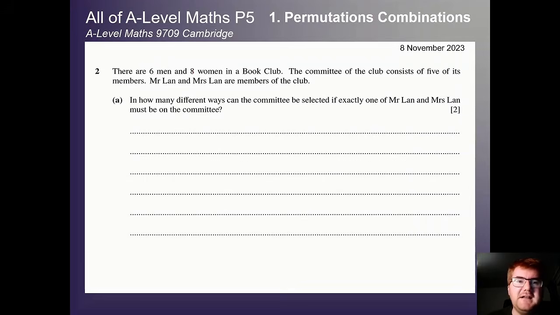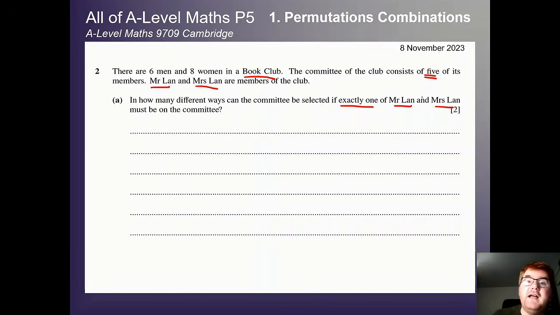So there are 6 men and 8 women in a book club. The committee of the club consists of 5 of its members, and Mr. Lan and Mrs. Lan are both members of the club. And the first thing that we need to do here, and this means we have to read the question carefully, how many different ways can the committee be selected if exactly one of Mr. Lan and Mrs. Lan is on that committee? So exactly one, not both, not at least, but exactly one.